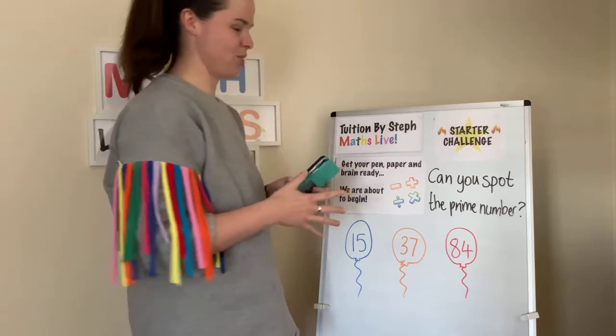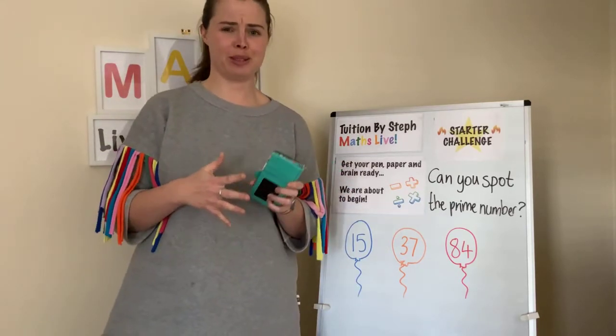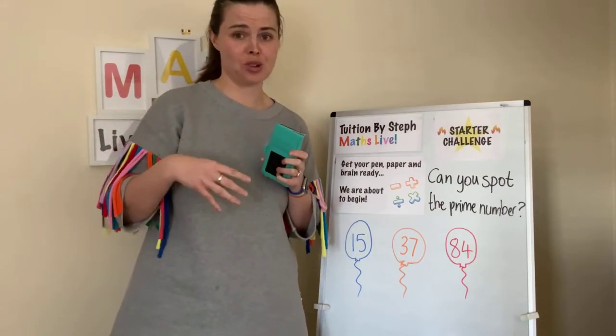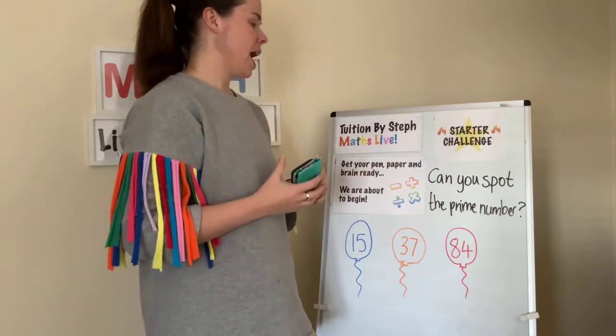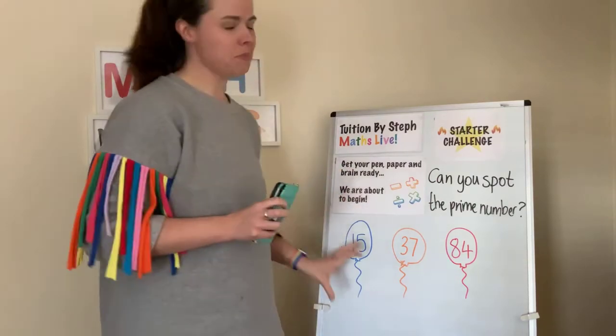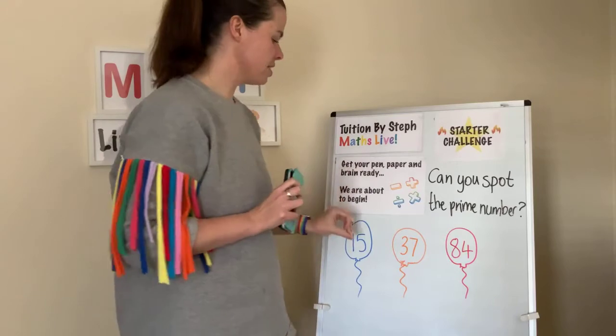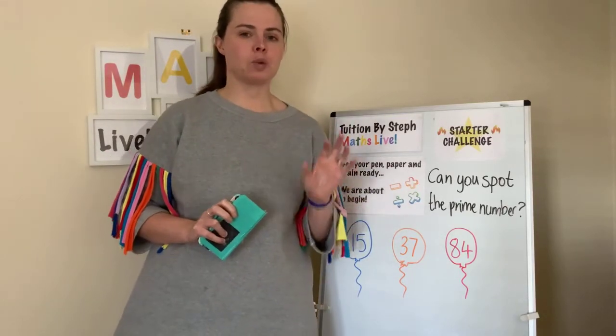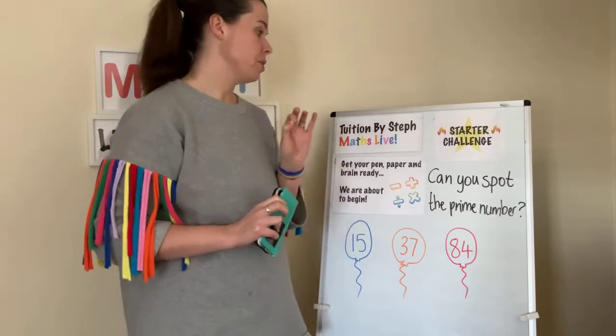I will introduce the warm-up question, which is from yesterday's lesson, but a lot of you have already answered it. So while I do some shout-outs, if you're just joining, give it a go. It says, can you spot the prime number? You've got three numbers in beautiful balloons: the number 15, the number 37, and the number 84. We're working out which one is the prime number.